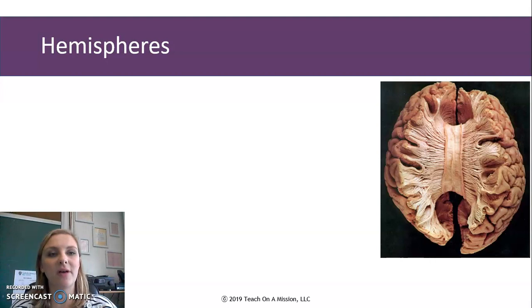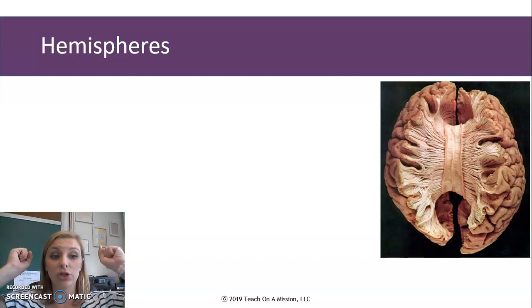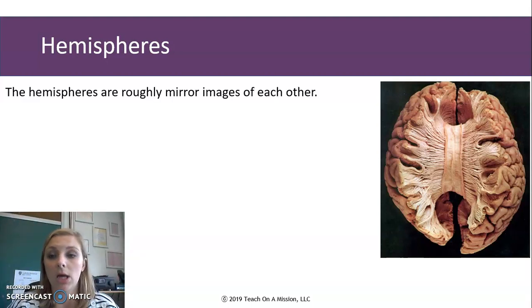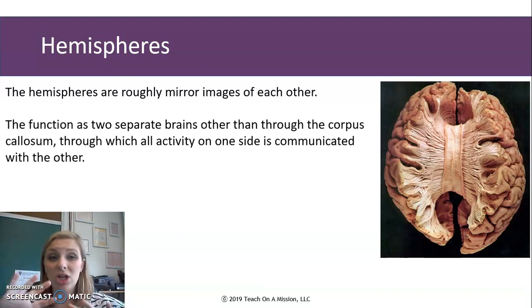Okay, let's move on then to the hemispheres. Our brain is actually two separate brains that are connected, remember, by the corpus callosum. They're a mirror image of each other, and they function as two separate brains. And then they communicate by these fibers along the corpus callosum.